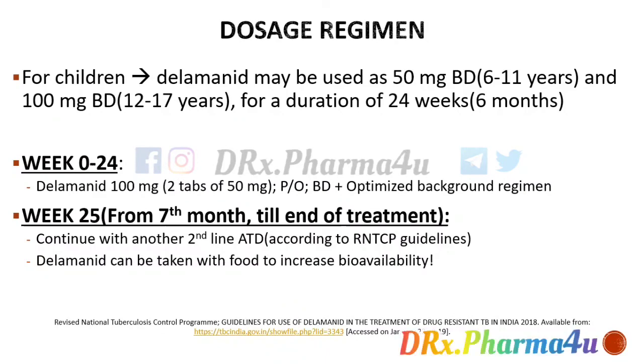So generally for children, DELAMANID can be used as 50 mg and 100 mg BD, depending on the age, for a duration of 24 weeks, that is 6 months. Week 0 to 24, the dose of DELAMANID is 100 mg plus the optimized background regimen. Optimized background regimen means the other anti-tubercular drugs which respond to Mycobacterium tuberculosis. And from the 7th month till the end of treatment, you can continue with another second-line anti-tubercular drug. DELAMANID can be taken with food to increase the bioavailability. So we usually advise patients to take it with food so that the bioavailability increases and we get the maximum benefit of the medicine.